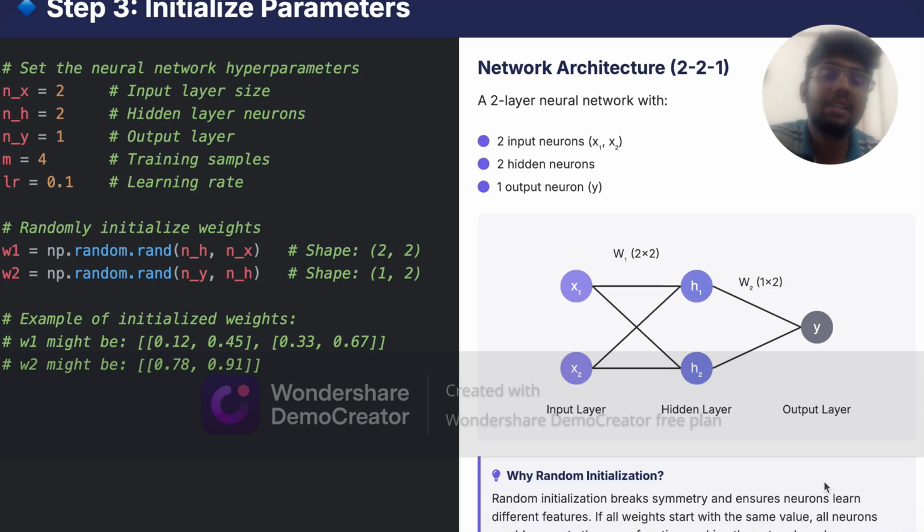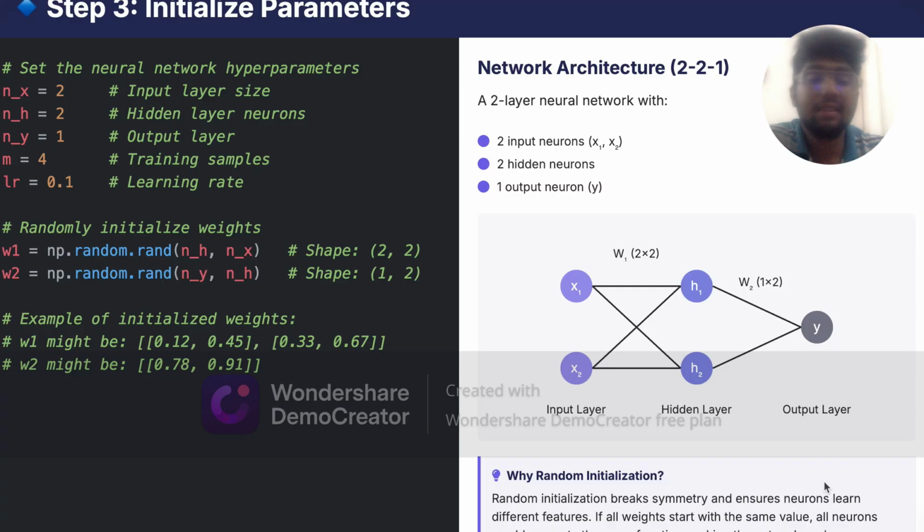Next is the initialization of parameters. As this diagram depicts, the input layer, hidden layer, and output layer are initialized here, along with the number of training samples and the learning rate. The learning rate plays an important role in the convergence of the graph with respect to the loss, and epochs, which we'll see later. We'll also be initializing the weights, which can be random or zeros.